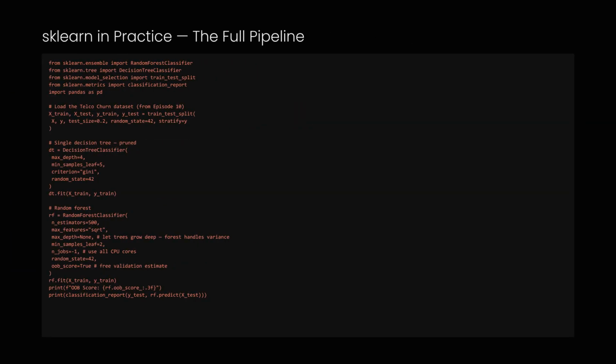This code demonstrates the sklearn pipeline, training both a pruned decision tree and a random forest. Notice how the random forest uses a high number of estimators, uses all CPU cores with n_jobs equals -1, and leverages out-of-bag scoring for free validation.